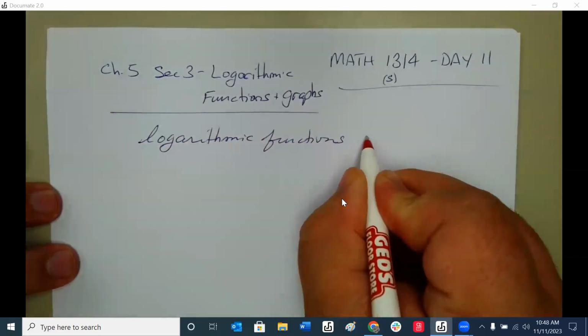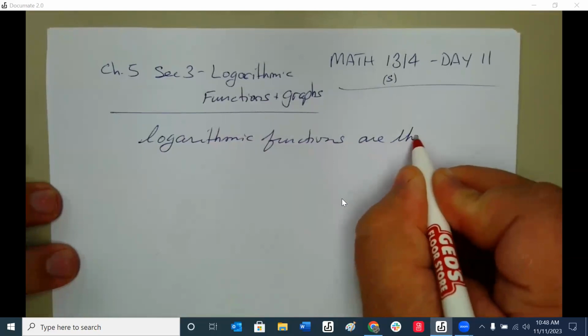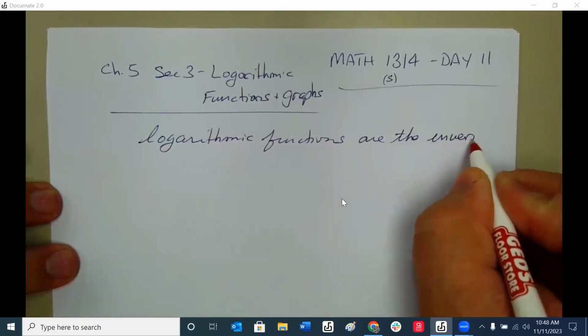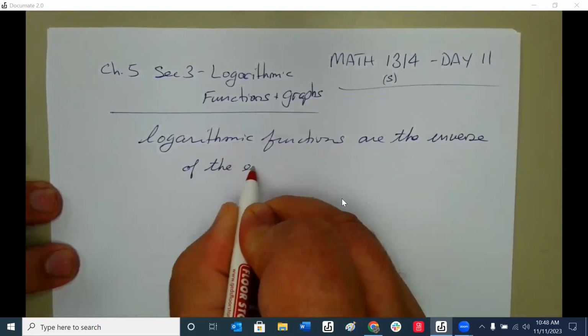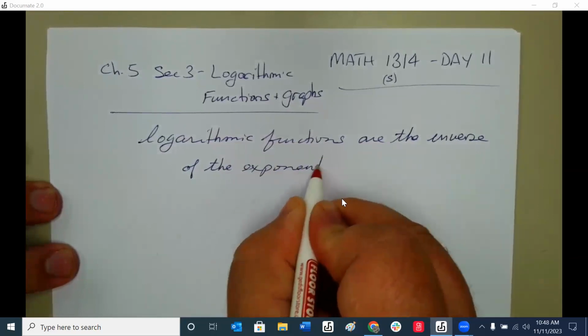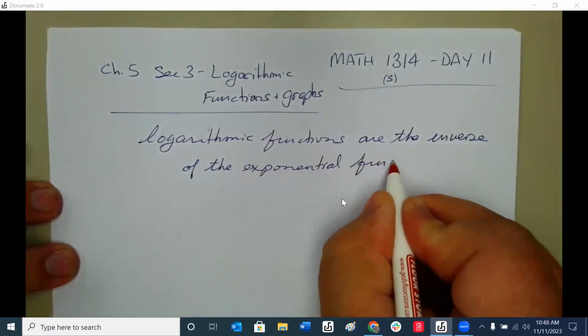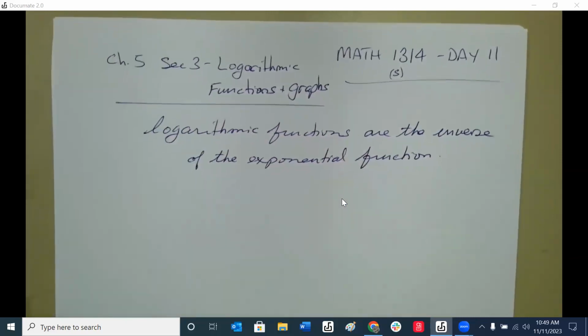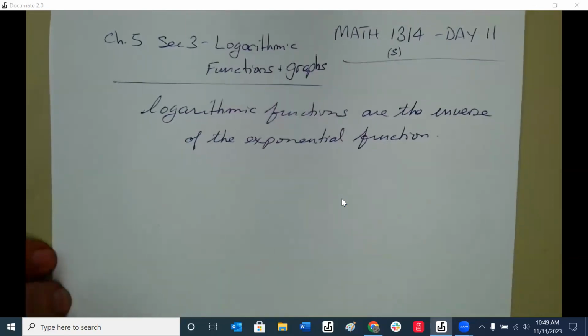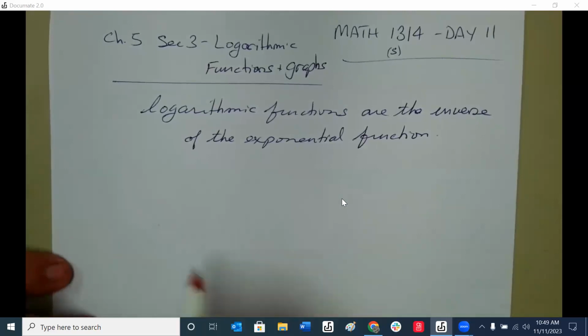Logarithmic functions are the inverse of the exponential function. Right, so the connection between the two is very straightforward. I'm going to go ahead and show you this transformation, because we'll be using it for the rest of this chapter.